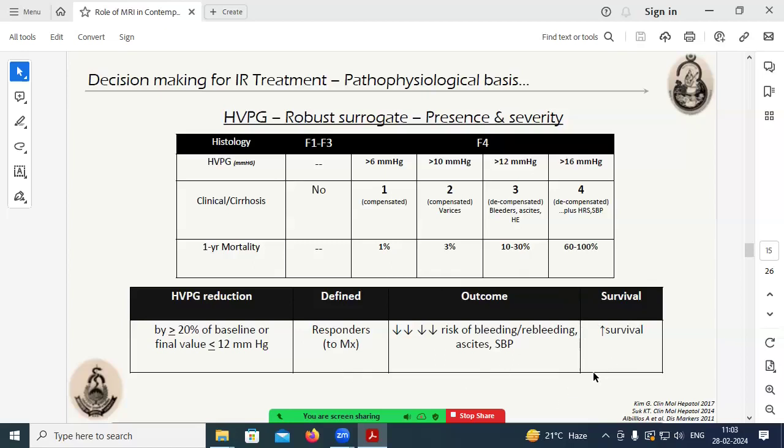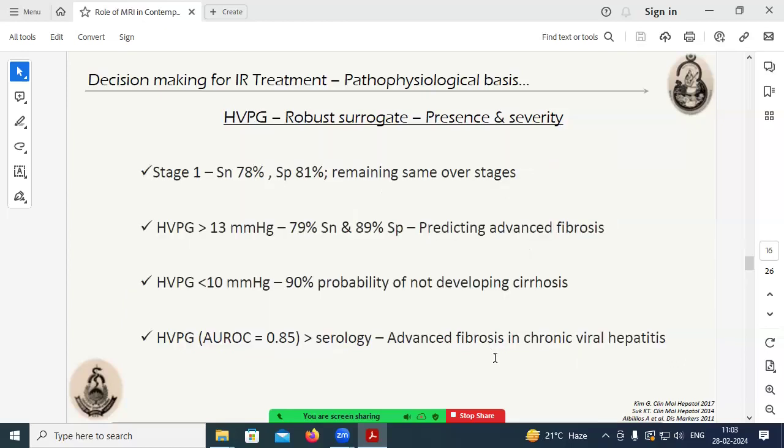So for predicting the survival and for saying what the outcome is in terms of ascites, spontaneous bacterial peritonitis and risk of bleeding, it is an accurate technique for assessing the portosystemic gradient and for predicting advanced fibrosis. And also, if we can show that on treatment we are maintaining the HVPG below 10 millimeters, then the patient will have very little chance of developing cirrhosis in the long term.